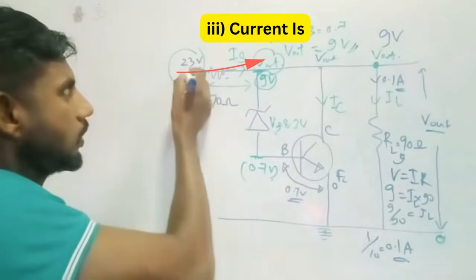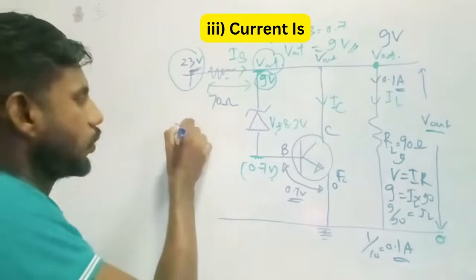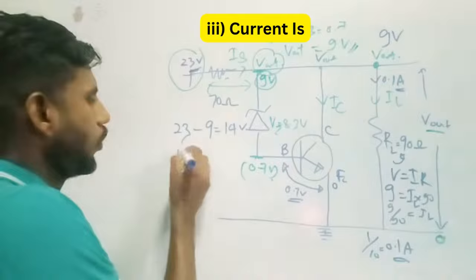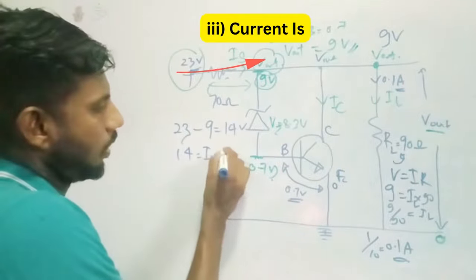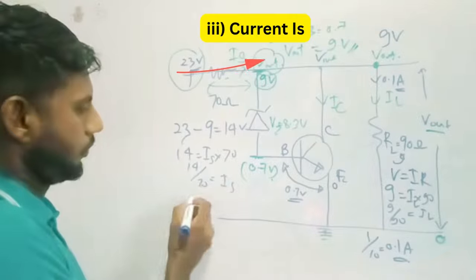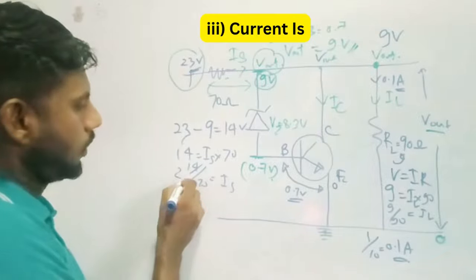So the potential difference across this resistor is 23 minus 9. So that's 14. So let's apply V equals IR for this resistor: 14 equals IS into 70. So IS equals 14 over 70, so it's 2 over 10, 0.2 amperes. Students, from the input we are getting 0.2 amperes, and here we get 0.1 amperes that is going through RL.